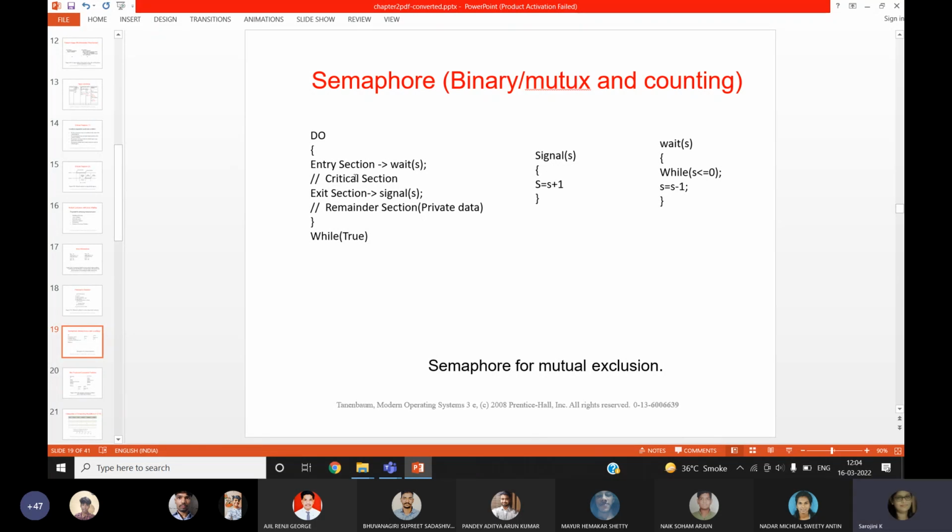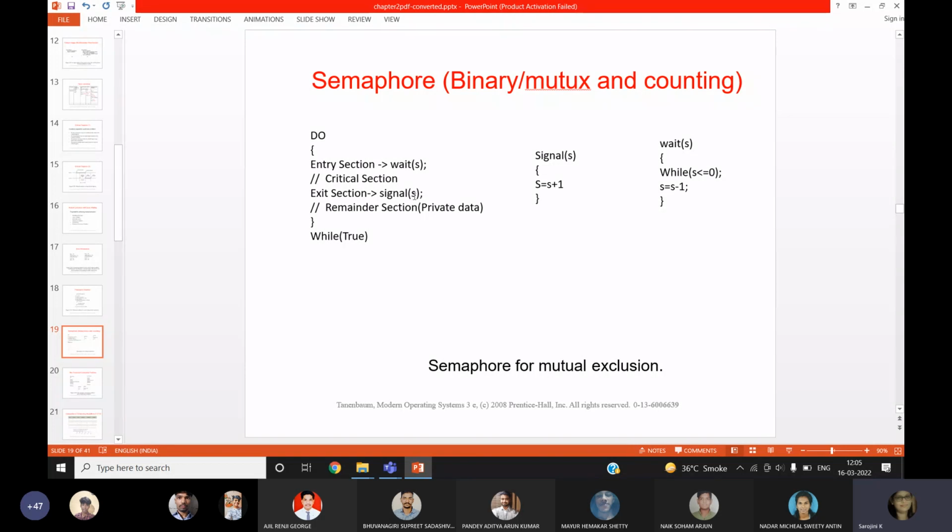Assume process P0 has now executed the critical section. It is coming to the next line. After executing the critical section, it will come to signal of s. What is signal of s here? Signal of s is simply incrementing the semaphore variable. Currently the semaphore variable is 0, no? 0 plus 1 equal to 1. Now currently s equal to 1. Who made s equal to 1?